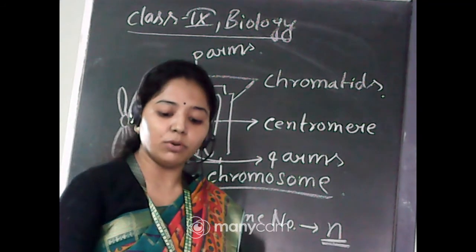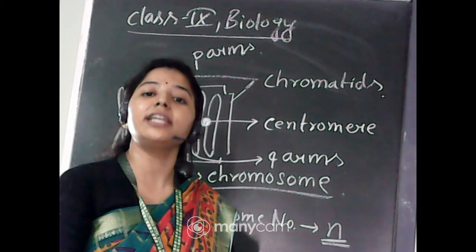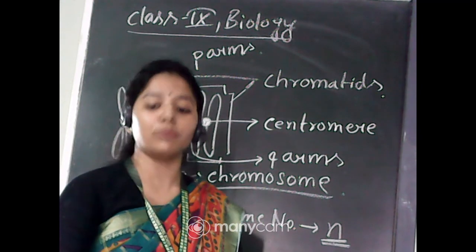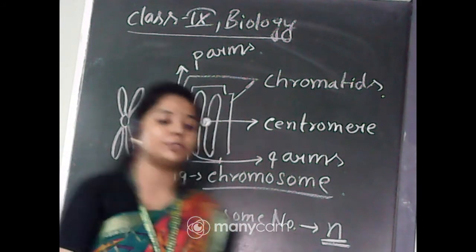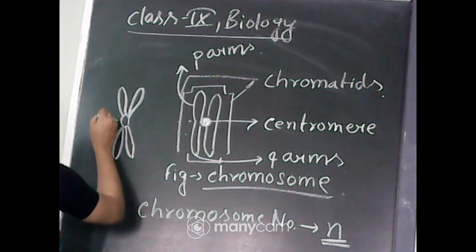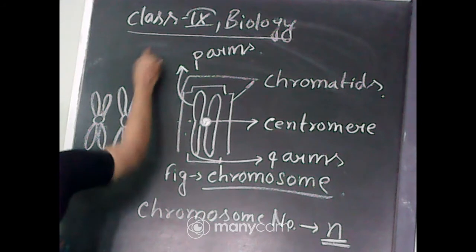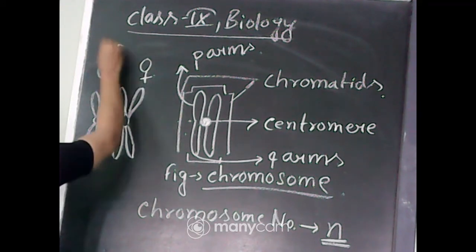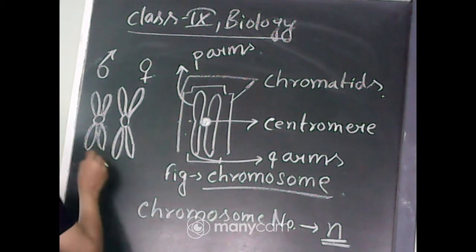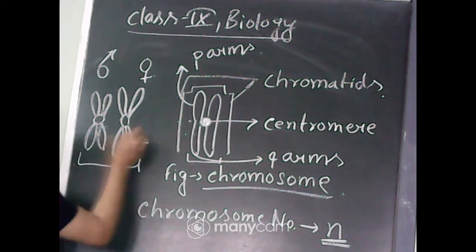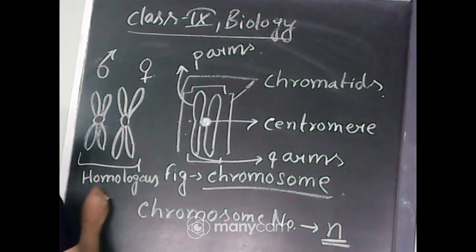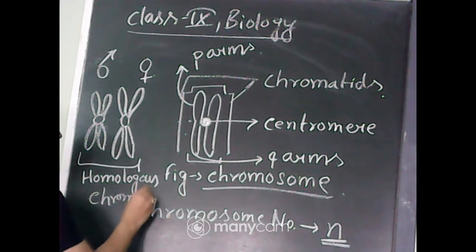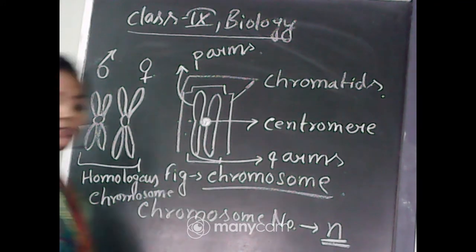Now in most organisms, chromosomes occur in homologous pairs. What is this homologous pair? If this is a chromosome and there is another same chromosome, one coming from the mother and the other from the father, and they are similar in their content, then we can say that these chromosomes are homologous chromosomes. Everyone get this point?